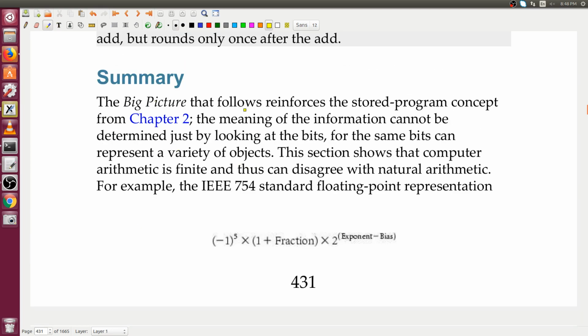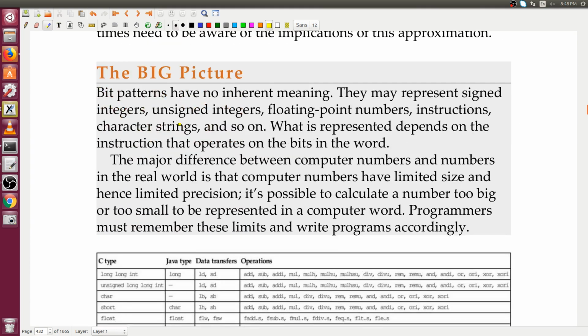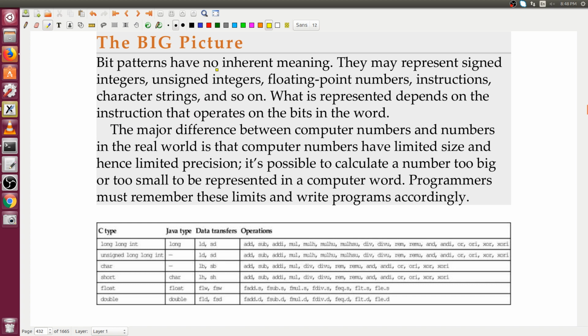So the big picture that follows reinforces the stored program concept from chapter 2. What's the big picture here? Bit patterns have no inherent meaning. If we have 32 bits, what does that mean? It means whatever we tell it to mean. Is it a signed number? Is it an unsigned number? Is it IEEE 754 standard? That's for us to decide. So we have to decide the architecture that tells the user what it is. So they represent signed numbers and all these things that we talked about.